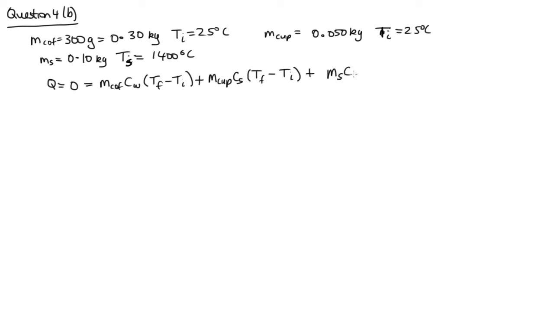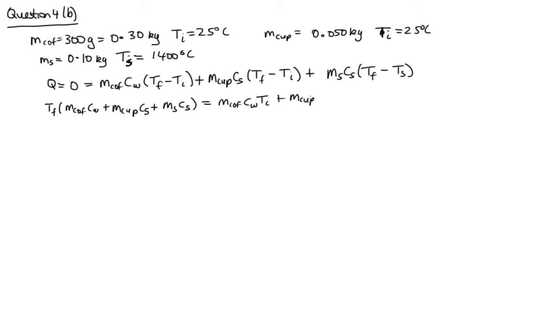So we've got the mass of the sphere times the heat capacity of steel, because that's what the sphere is made out of, times the final temperature minus the initial temperature, which we're calling TS. It starts at a hot temperature, whereas the others start at the cold. And so what we're trying to do is find TF, which is common through all these terms. So we can rearrange this to give TF times the mass of the coffee, specific heat of water, plus the mass of the cup, specific heat of the cup, plus the mass of the sphere times the specific heat of the sphere, is equal to the mass of the coffee times the specific heat of water times the initial temperature, plus the mass of the cup, specific heat of the cup times the initial temperature, plus the mass of the sphere, specific heat of the sphere times the initial temperature of the sphere.